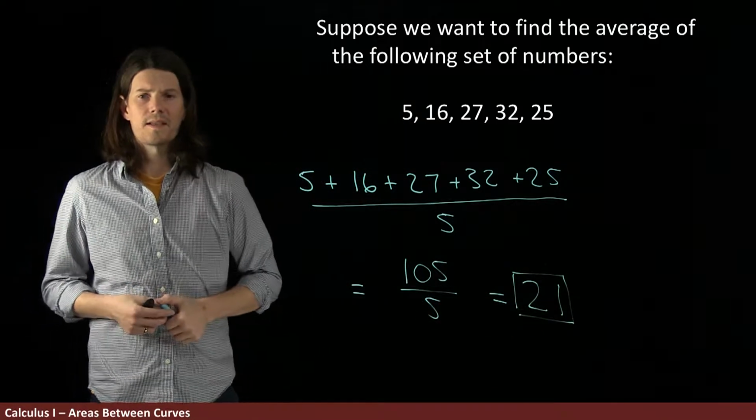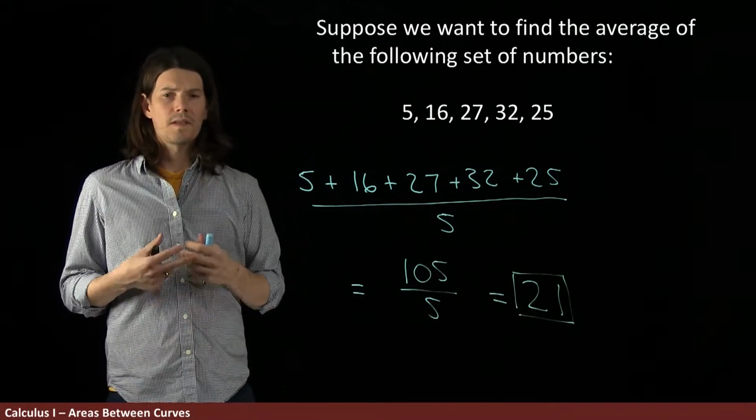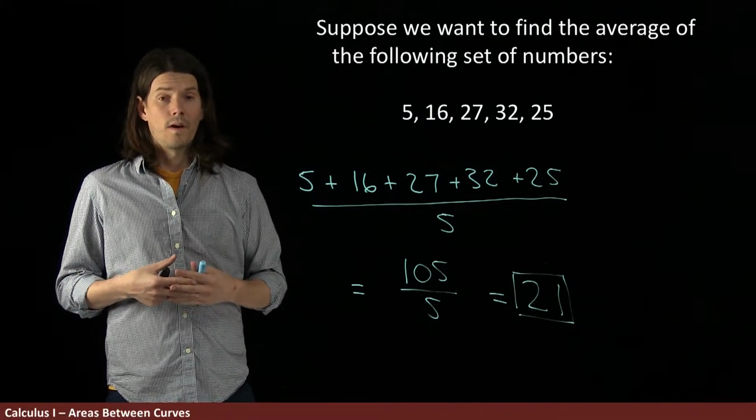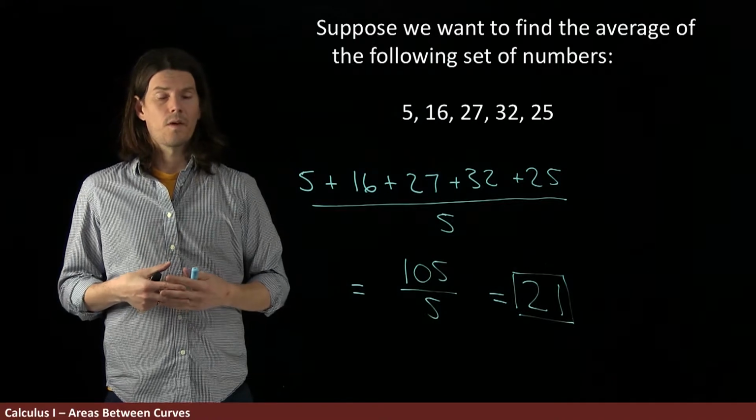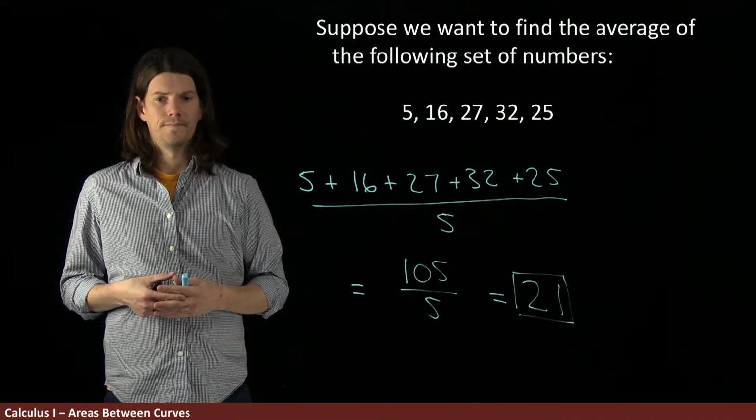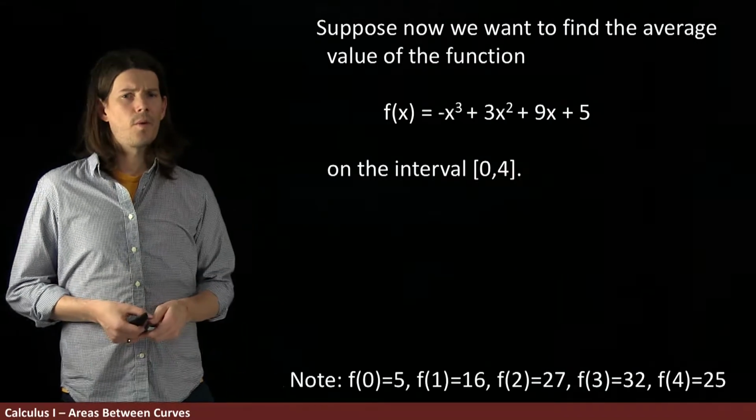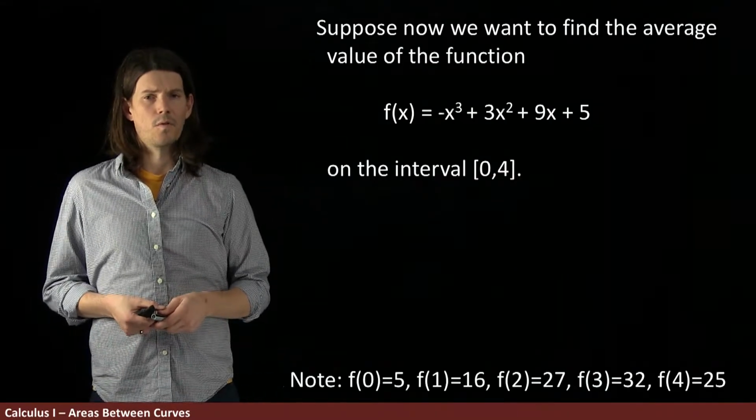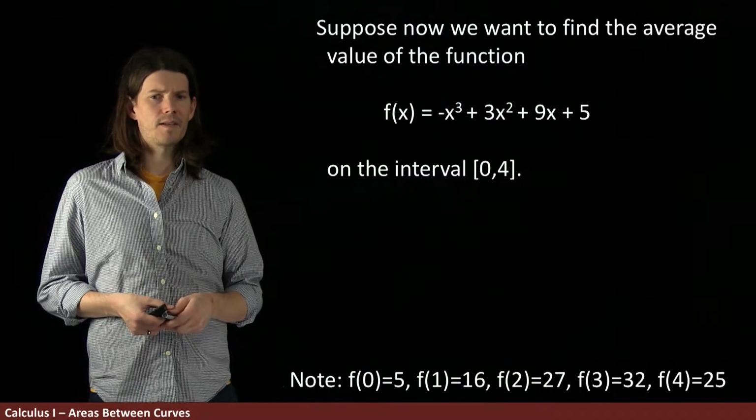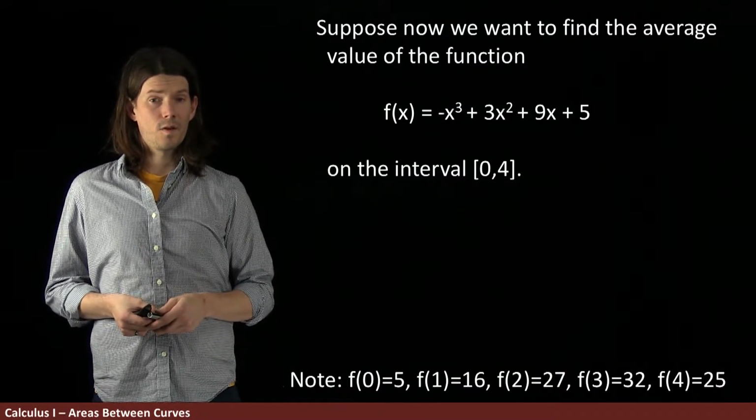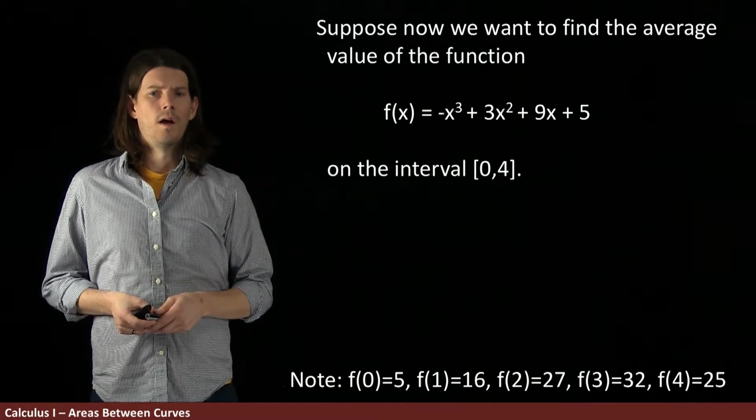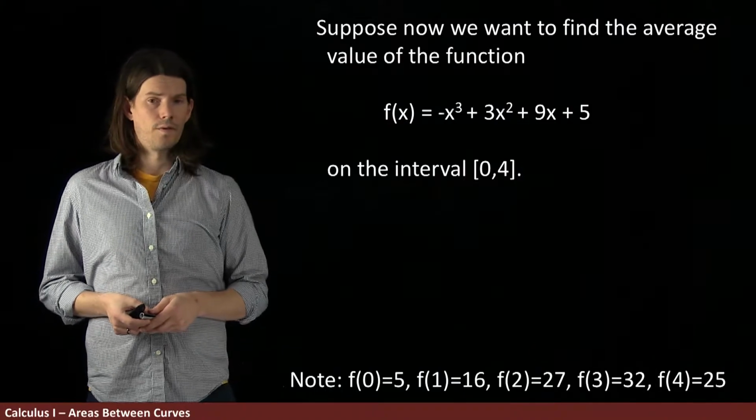So no calculus necessary for this part, but we want to use this same idea to come up with an estimate for the average value of a continuous function, taking on all those values, and see from that estimate if we can get the exact value. So let's suppose now we want to find the average value of a function over an interval. In this case, our function is a nice polynomial function. f of x equals negative x cubed plus 3x squared plus 9x plus 5. And this is on the interval 0 to 4.